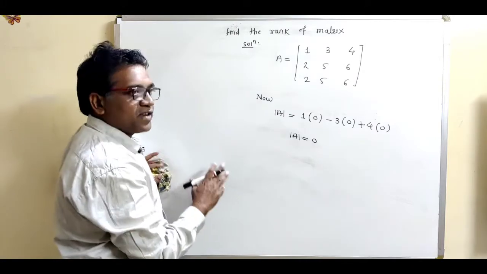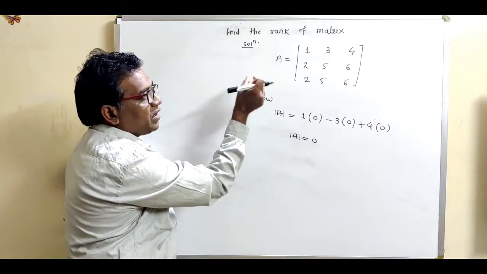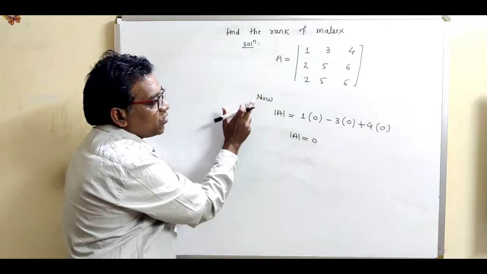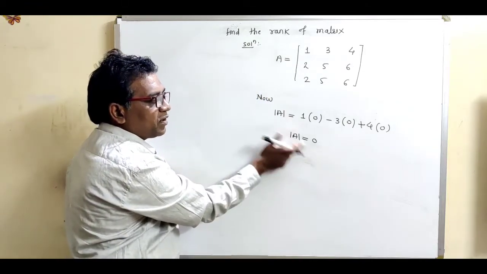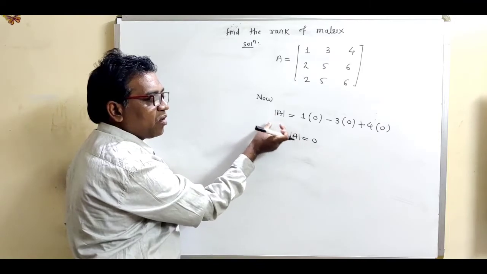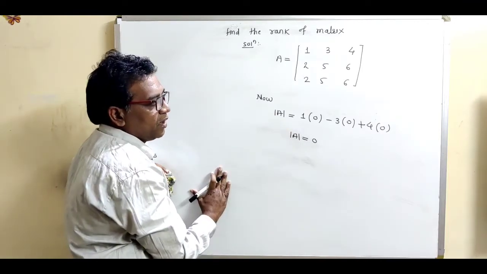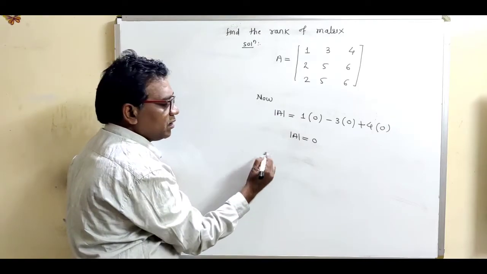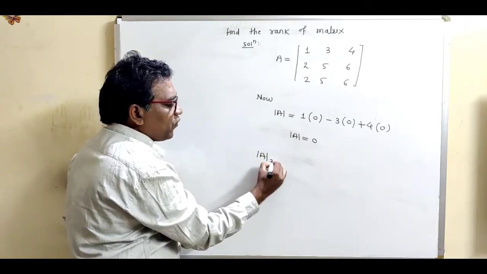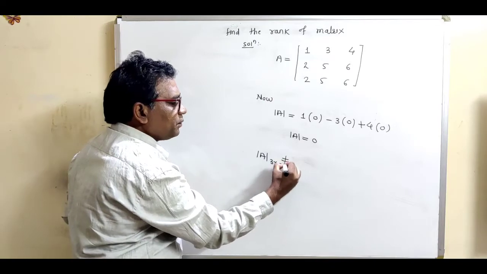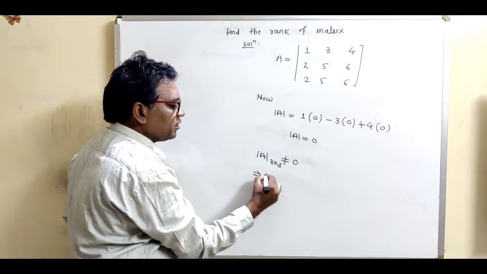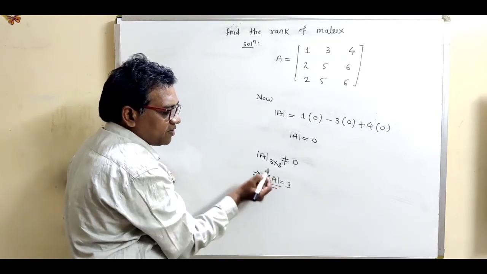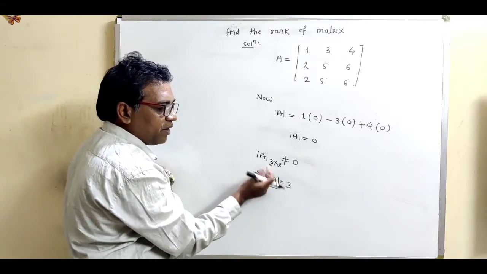So see what is the first step. We are given the matrix A, which is of order 3 by 3. So let us find out the minor of order 3 by 3. This is called the minor, or this is called a determinant. So first of all, find out the determinant of order 3 by 3. Now if the determinant of order 3 by 3 is non-zero, that means we can find its rank. The rank of this matrix is given by the order of this determinant, which is 3.